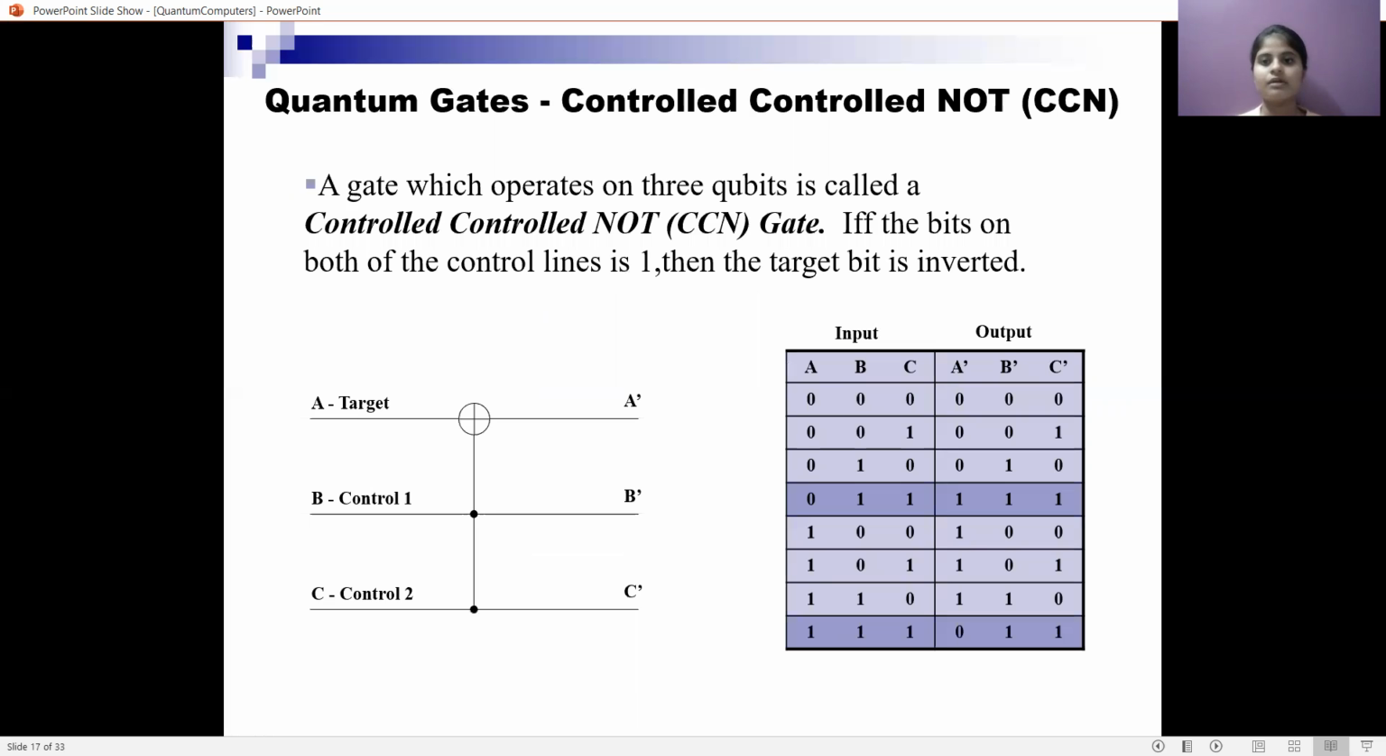Quantum gates, CCN, controlled-controlled NOT gates. A gate which operates on 3 qubits is called a CCN gate. If the bits on both of the control lines are 1, then the target bit is inverted. Here we can see inputs and outputs.